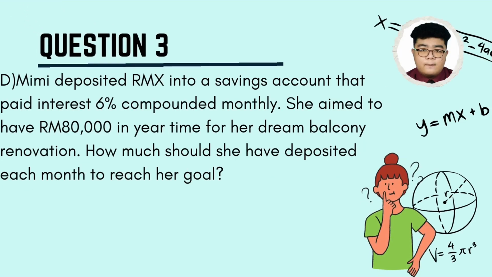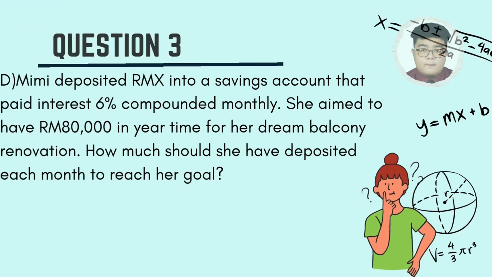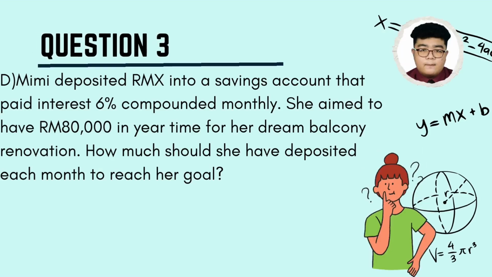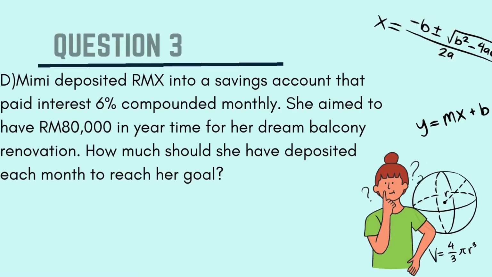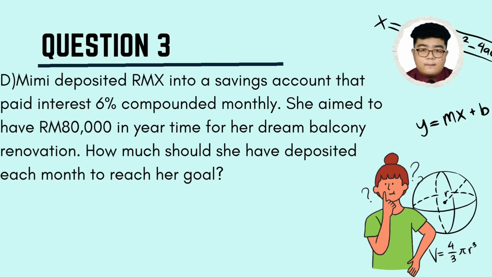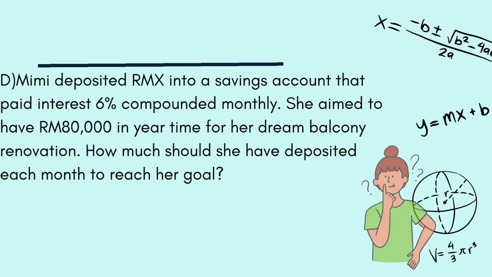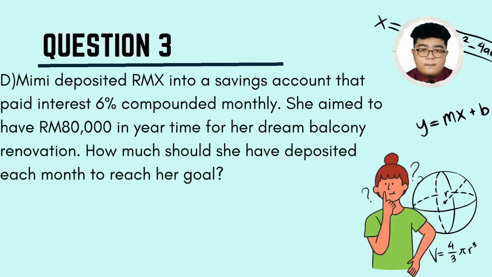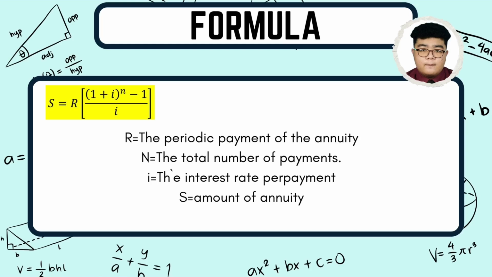Question 3. Mimi deposits RM into a savings account that pays interest 6% compounded monthly. She aims to have 80,000 ringgit in 5 years' time for her dream balcony renovation. How much should she deposit each month to reach her goal? Here is the formula for annuity. S equals R bracket 1 plus i to the power of n minus 1 over i. R is the periodic payment of the annuity, N the total number of payments, I the interest rate per payment, and lastly S the amount of annuity.